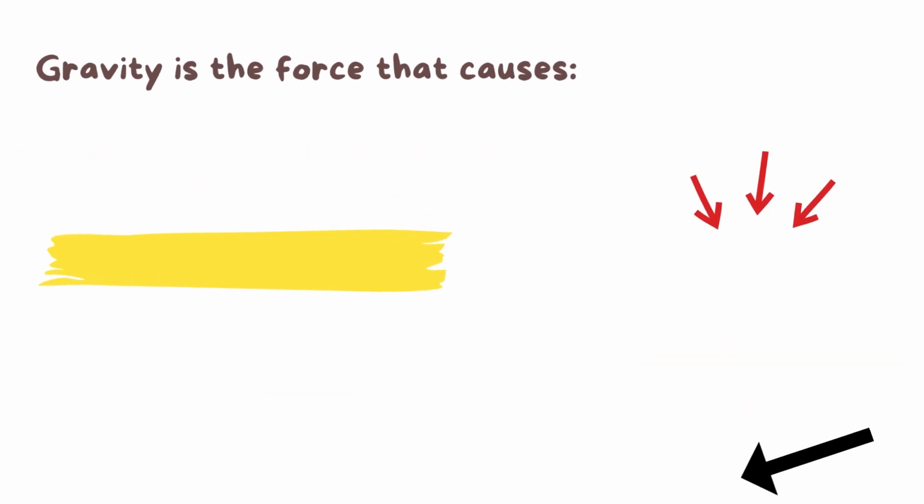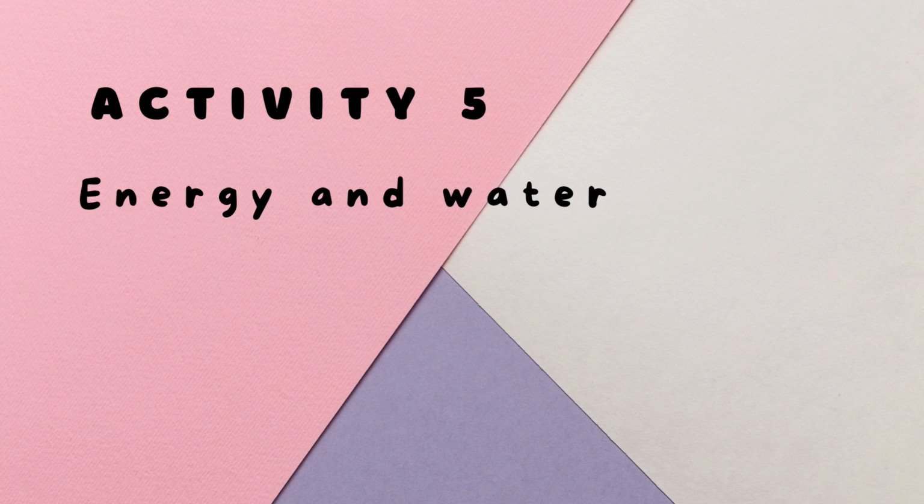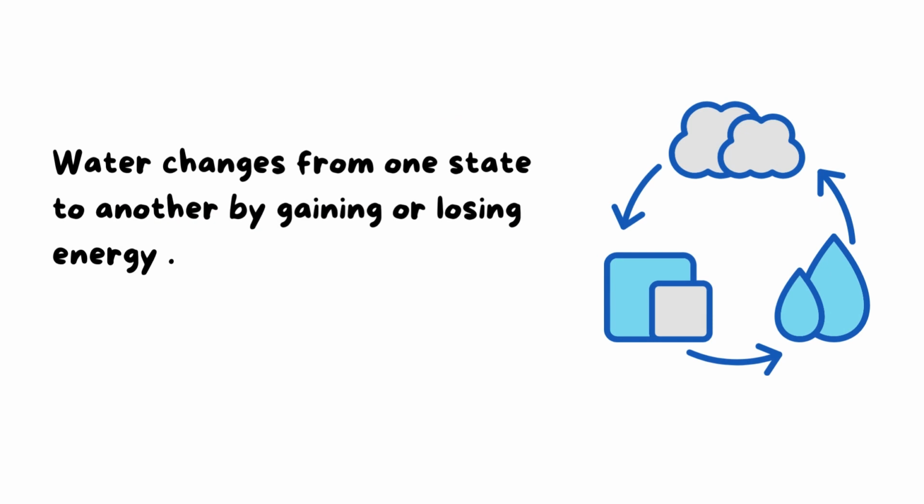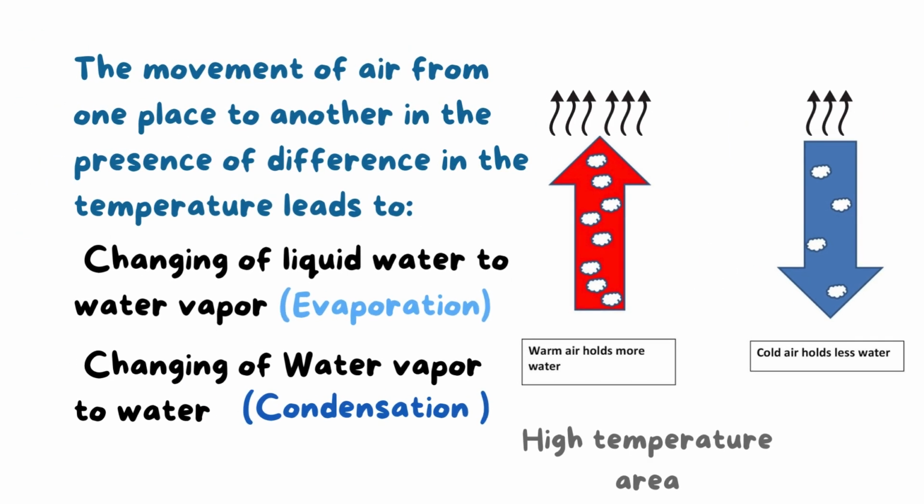Now we finish this activity. We will go to activity 5, energy and water. Water changes from one state to another by gaining or losing energy. So here is the movement of air from one place to another in the presence of a difference in temperature, as here is high temperature and here low temperature. There is a difference between the two areas in the temperature.